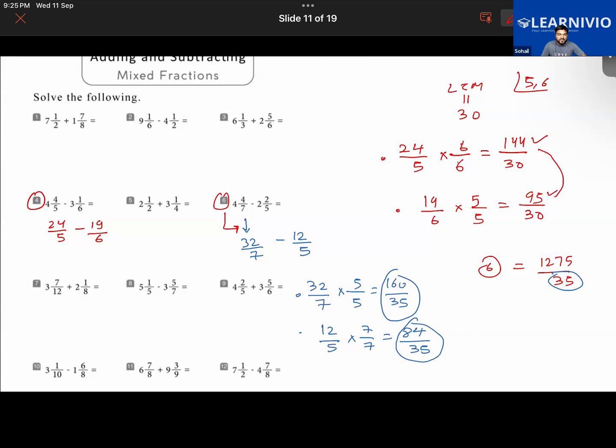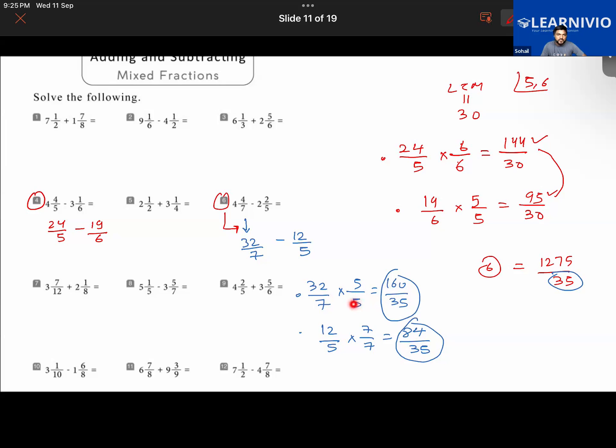I don't think you have got the same number. See where you have made the mistake. I got the denominator same, but the numerator is different. It's obvious that the numerator is going to be different here now. 160 and 84 here. Obviously, the numerator will always be different here.